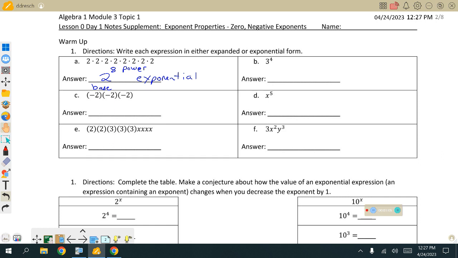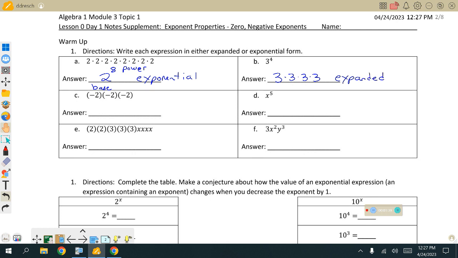Okay, letter B. We go back and forth, kind of like an accordion. Expand and contract. 3 to the 4th is an exponential form. Expand it out, please. How are you going to? What's up? 3, rewritten 4 times, and when we rewrite that, what operation is happening there? Subtraction, division, multiplication. So we're going to rewrite that with multiplication. 3, 4 times, correct. And that's again what we call expanded form.